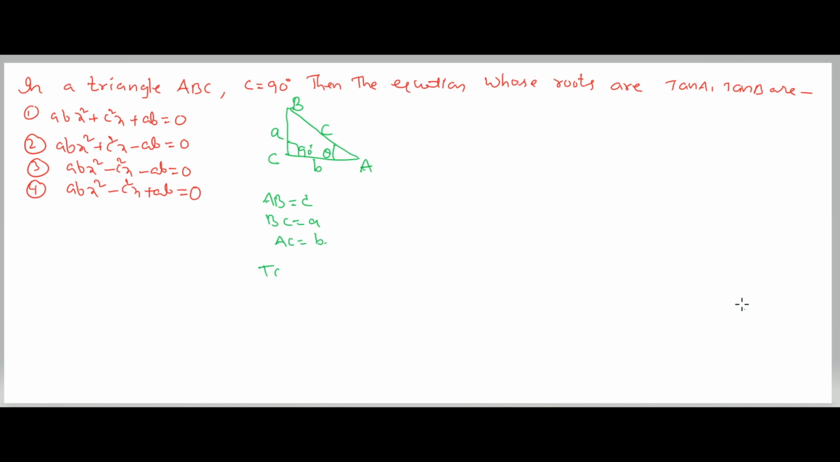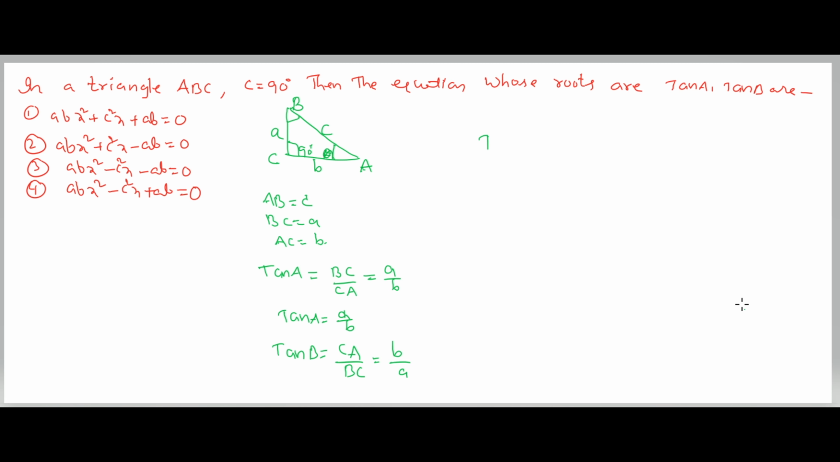Tan A is equal to opposite side by adjacent side. Opposite side is BC, adjacent side is CA, that is equal to a by b. So tan A is equal to a by b. And now from the figure, tan B is equal to opposite side CA by adjacent side BC, that is CA by BC. CA is small b, so tan B is equal to b by a.